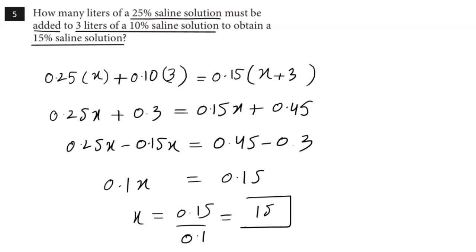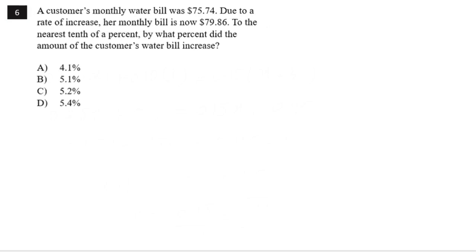You don't need to do a lot of manual math. You can just straight away use your graphing calculator or any calculator you're using to get these decimal subtractions and additions, right? Problem 6. A customer's monthly water bill was $75.74.